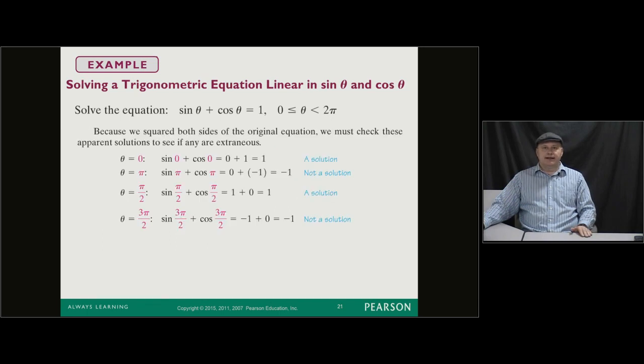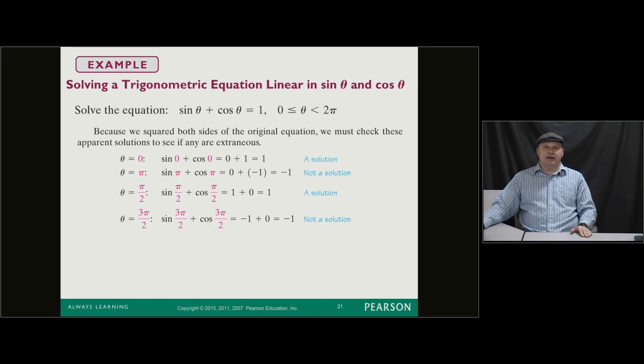So let's look at that. What we're doing is checking each one of them. We put 0 in. Sine of 0 plus cosine of 0 is 0 plus 1 equals 1, and that's a solution. It checks out. If you put in sine of pi plus cosine of pi, sine of pi is 0, cosine of pi is negative 1, and 0 plus negative 1 is negative 1, and that does not equal 1. So it's not a solution.